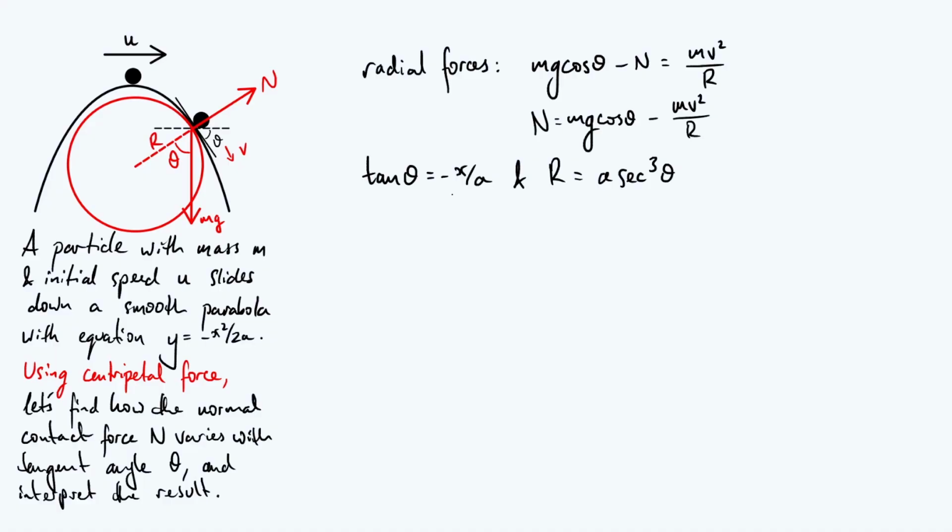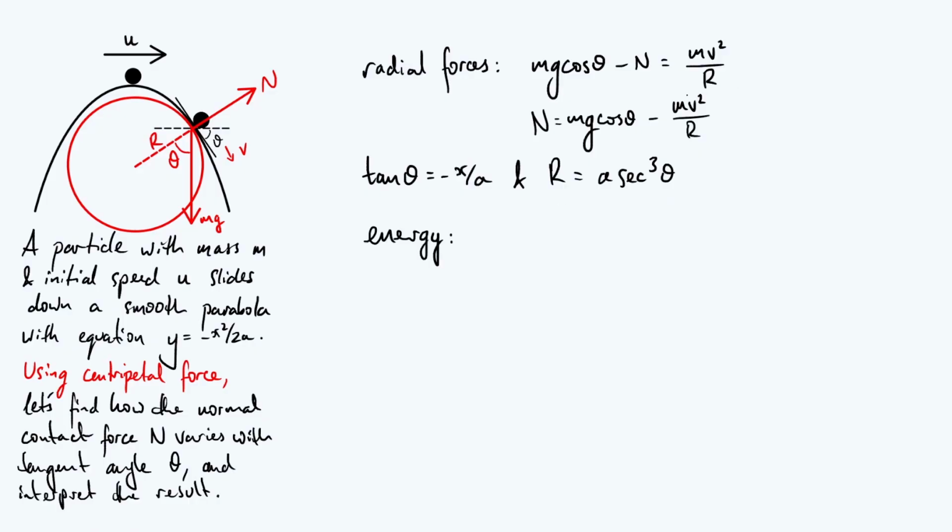So just to summarize, here are the key results so far. We've got this expression for N in terms of theta and v squared and r. We know tan theta is minus x over a, which is going to be helpful in a little bit. And we also have our simplified expression for the radius of curvature r in terms of theta.